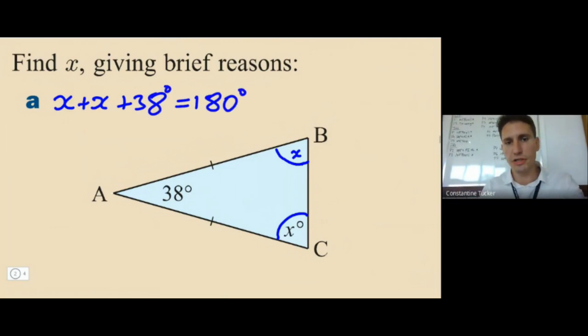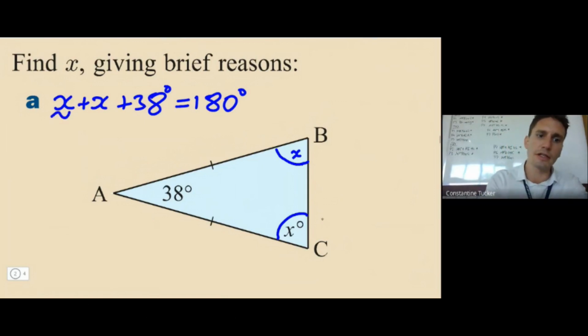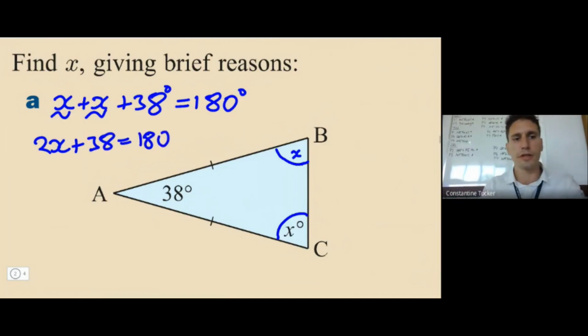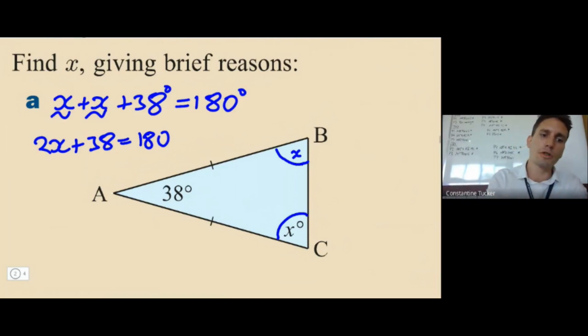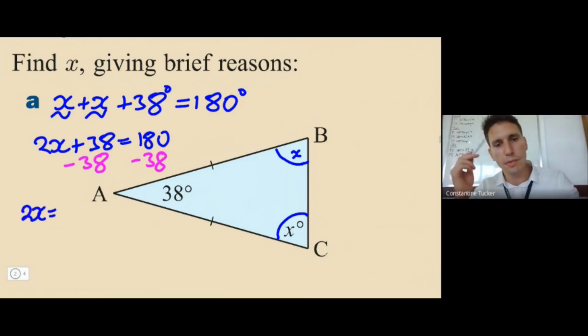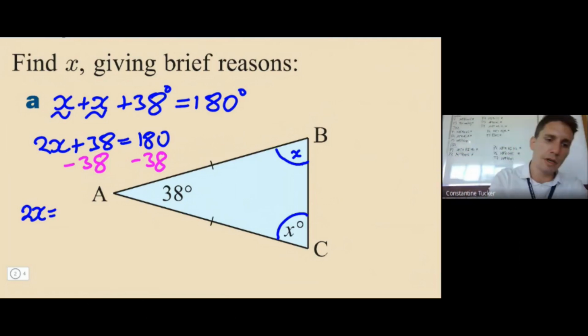So how do we simplify this problem? Firstly, notice that x plus x is just 2x. So we've got 2x plus 38 is equal to 180. Brilliant. Let's move on to another couple of steps. We've got two steps to go. Here we want to subtract 38 on both sides. So what does that give us? That gives us 2x is equal to... now, what is 180 minus 38? Well, it should be 142.